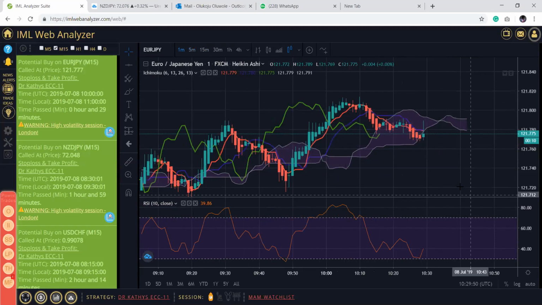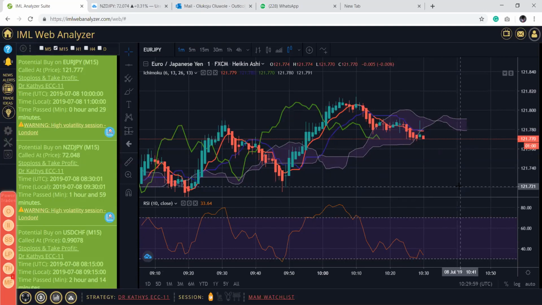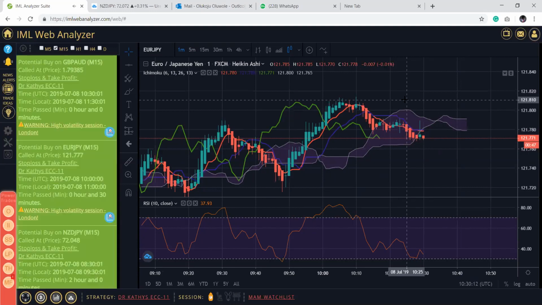For the 1 minute, we are no longer considering whether the lines or the candle are inside the cloud anymore. Yeah, for 1 minute, it is safer. Let me put it that way. It is safer for it to be above the cloud. It is safer, but it doesn't mean that you can't get in using this particular strategy.